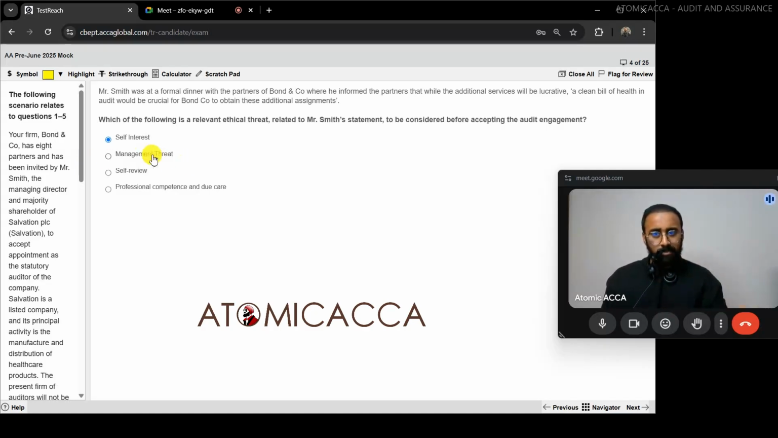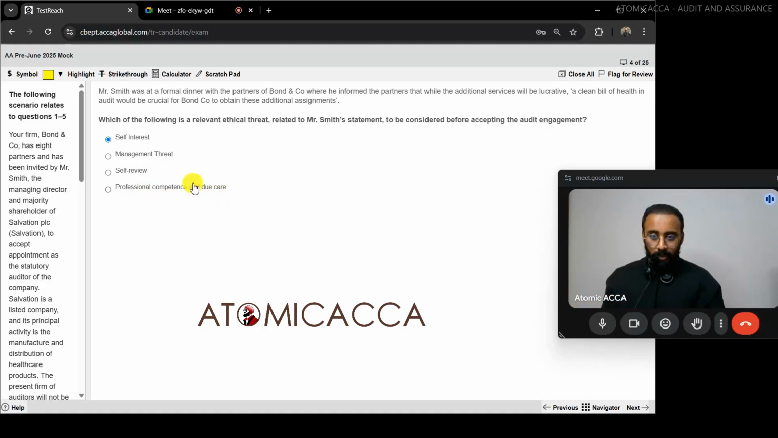Now this management threat may not be a word that you must have seen along the ethical threats. It's just meaning that intimidation threat part. So intimidation is not there yet. Self-review threat will be there later on once they accept that non-audit service. They do the tax computation, then they do the audit work. That time self-review threat is there. But at this point, before accepting the audit engagement or before accepting this work, self-review threat is not there. It is later on. So C is out.